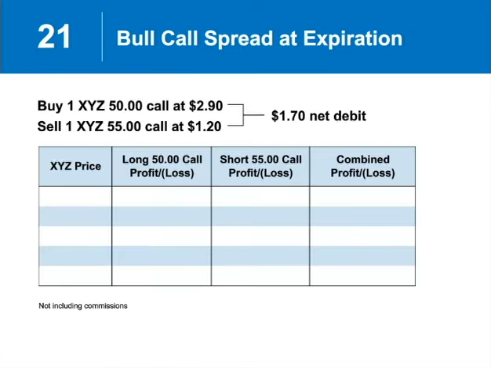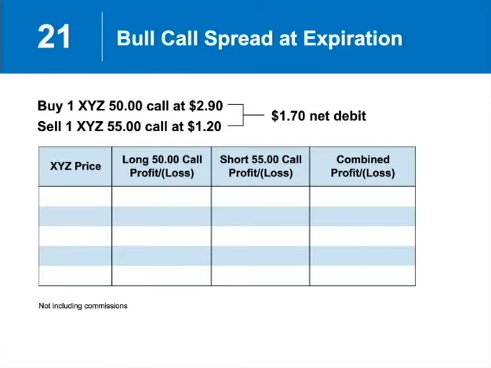So if you expect the possibility of early assignment, either just before expiration or when a dividend amount is greater than the short call time value, you may want to consider closing the spread to avoid early assignment. Because if you get assigned, you're going to have a somewhat haphazard position. You're going to be short some stock, long some calls, and that's certainly not why you put on the position in the first place. So to avoid that situation, you may just close the spread.